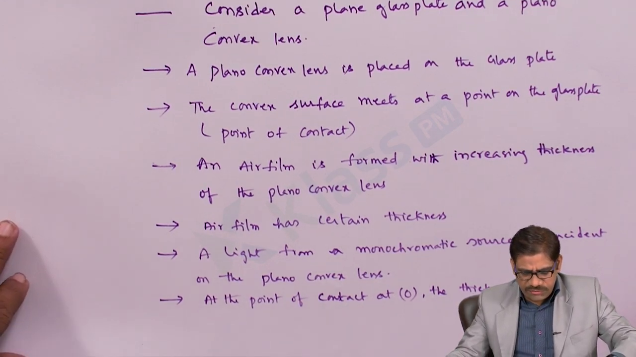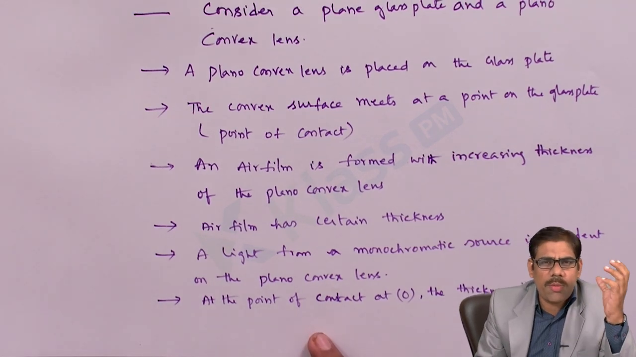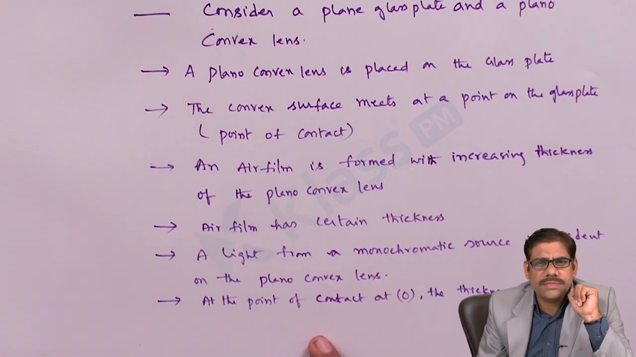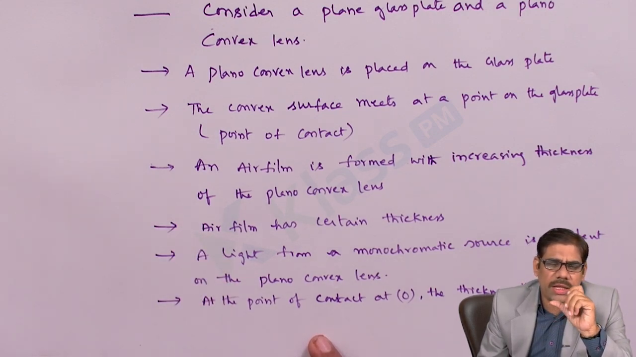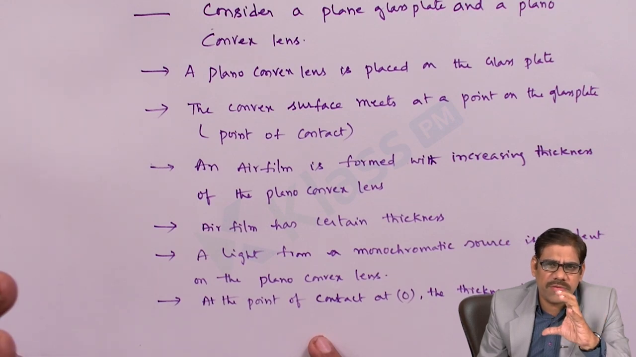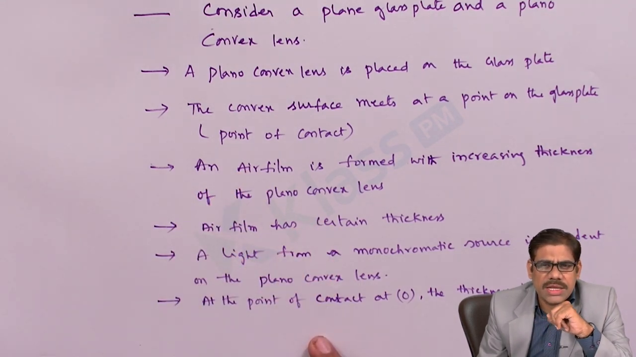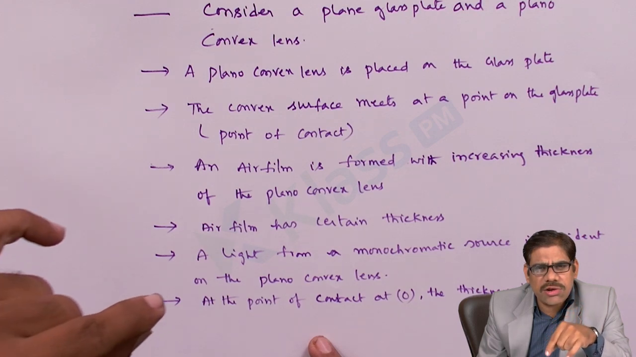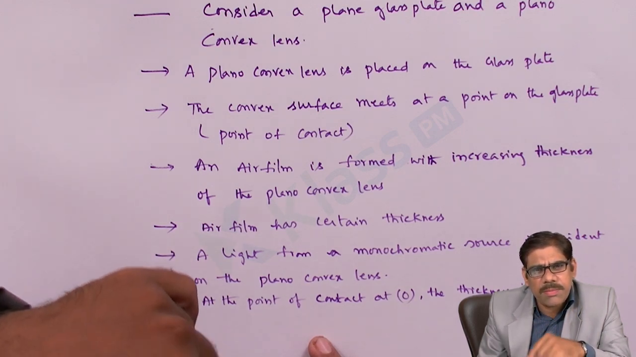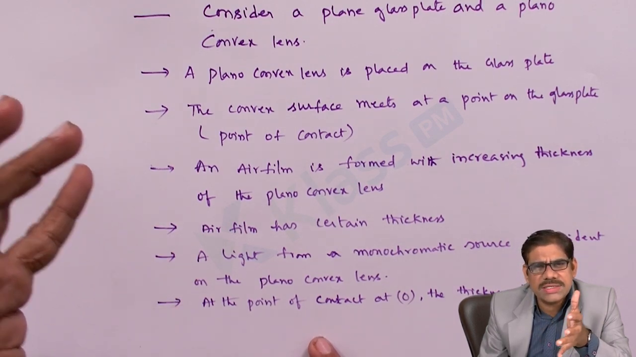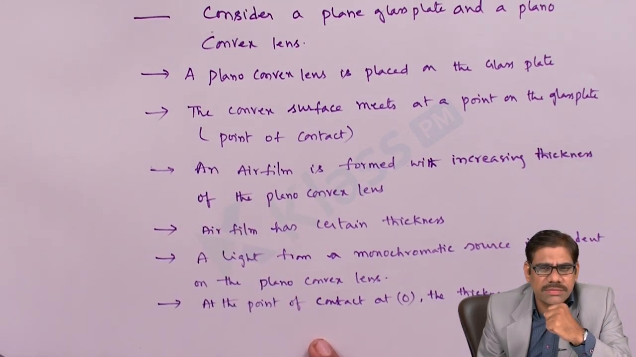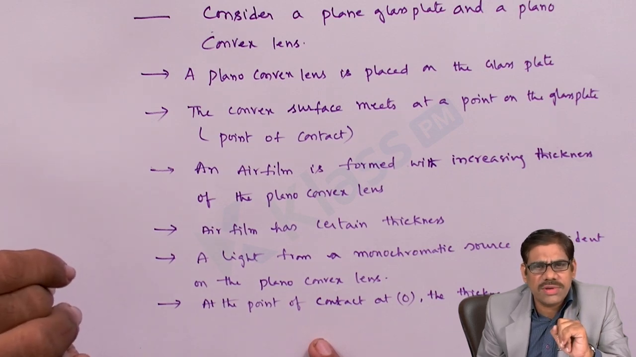Next, light from a monochromatic source falls on the surface of the plano-convex lens. An air film is formed between the plano-convex lens and the glass plate. Because of that, there is interference between the light incident onto the surface and the reflected light coming back. Because of those two rays, it undergoes interference, and because of that interference, Newton's rings are formed concentric with respect to the point of contact. Those rings are called Newton's rings.